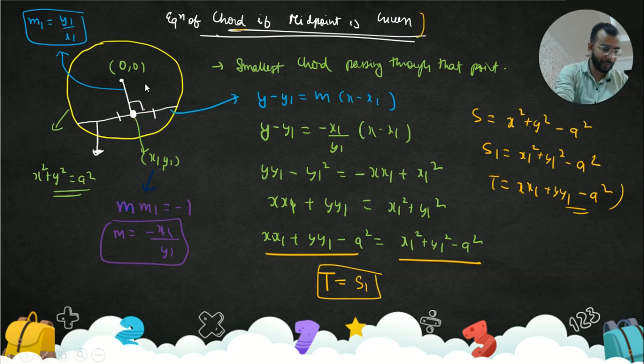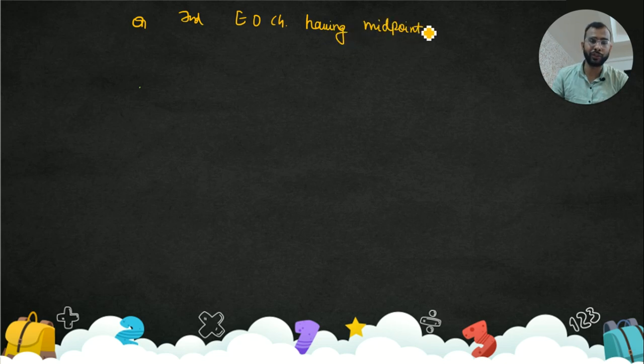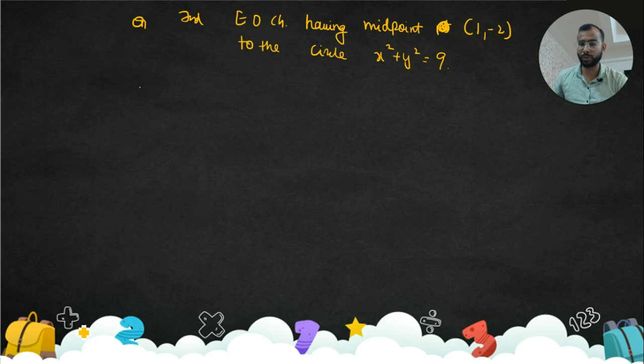ठीक है, एक क्वेश्चन कर लेते हैं फटाफट, है ना, बहुत ही इजी, समझ में आएंगे. ओके, फाइंड इक्वेशन ऑफ chord. Okay, find equation of chord having midpoint. Okay, I'm writing fast, intentionally, so that we can cover a lot of things in less time. But in case of any problem with the handwriting, tell me in the chart. The midpoint is 1 comma minus 2 to this circle, x square plus y square equal to 9.